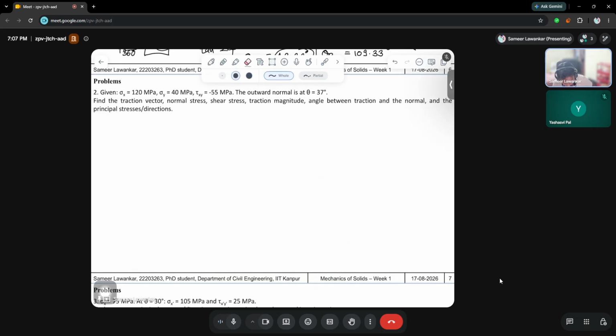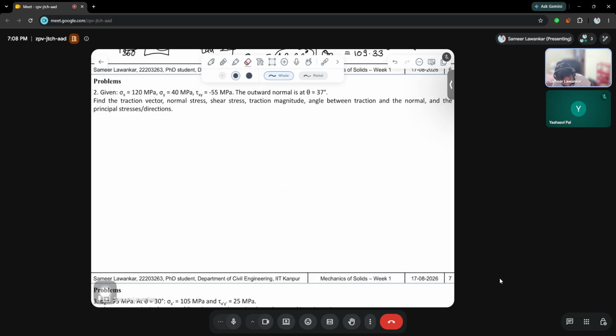Okay, fine. So sigma x is given to you, sigma y is given to you, tau xy is given to you. The outward normal is given. Understand this. Outward normal is at theta equal to 37 degrees. This has nothing to do with the orientation we talked about in the previous question. These values of theta confuse students, so I keep all these questions so that all the confusion gets cleared here itself and does not carry forward to subsequent lectures. Here we are talking about the outward normal at theta equal to 37 degrees.